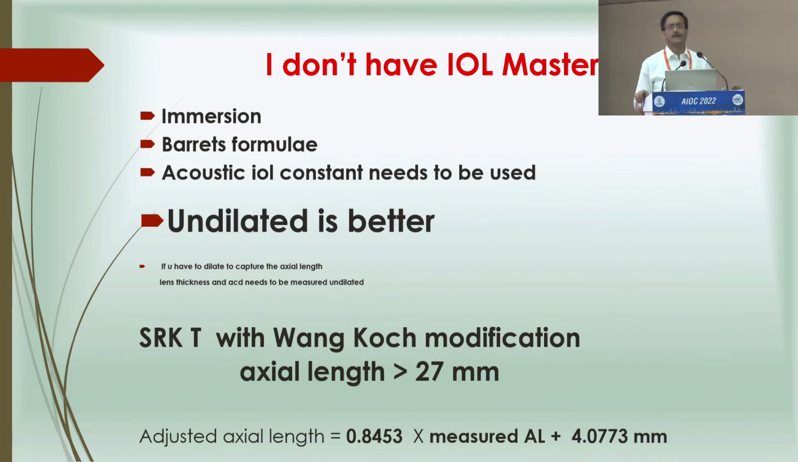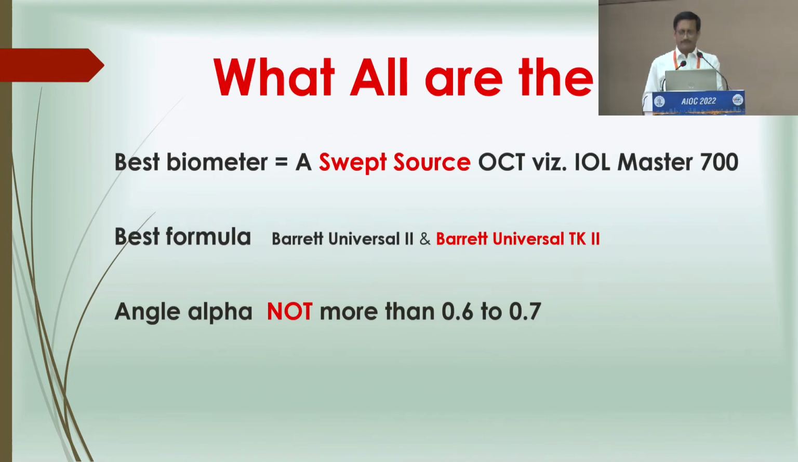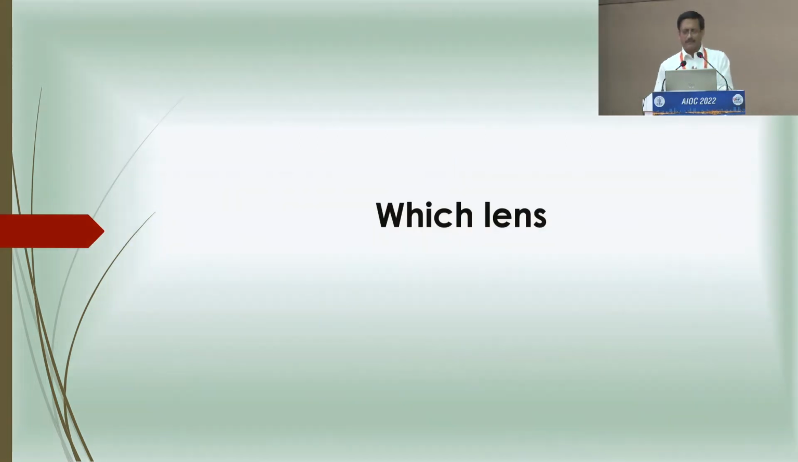Now suppose you don't have an IOL Master, then what to do? These formulae are available online. Use the immersion technique. With Barrett's formulae, undilated is better, and the SRK/T formula, if you have a modification, will give you a very good result. The swept-source OCT machine is good, Barrett Universal 2 is good, and if angle alpha is more than 0.7, don't do premium IOLs. Which lens? Various lenses are there.